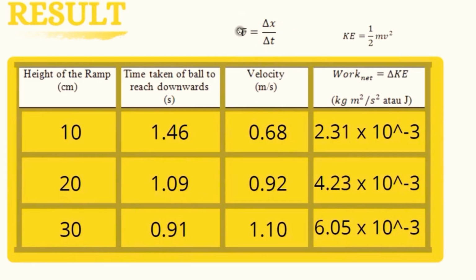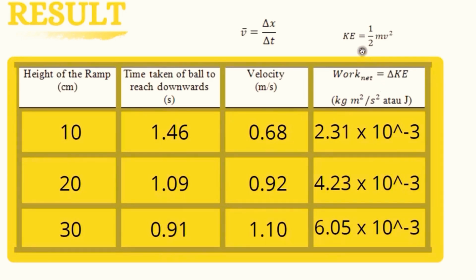We use this formula to find the velocity. x is displacement and t is time, so x is divided by the time interval of the displacement. Velocity for h of 10 cm is 0.68 meter per second. Next, the velocity for h of 20 cm is 0.92 meter per second. And for h of 30 cm, the velocity is 1.10 meter per second.